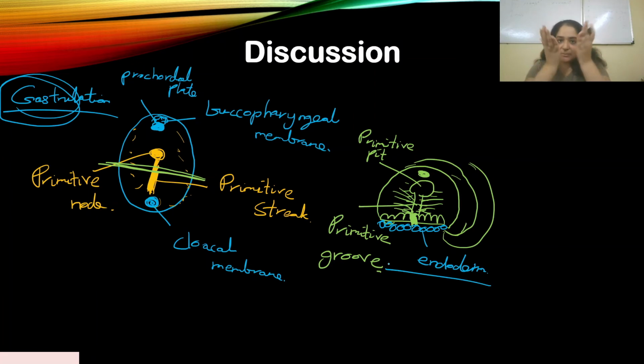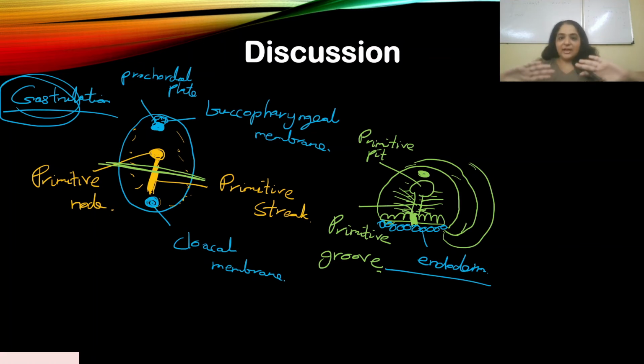Okay, epiblast cells move into the groove. We'll talk about the groove first. They displace the hypoblast layer, and now these new cells occupy that space. And now that layer is called endoderm.